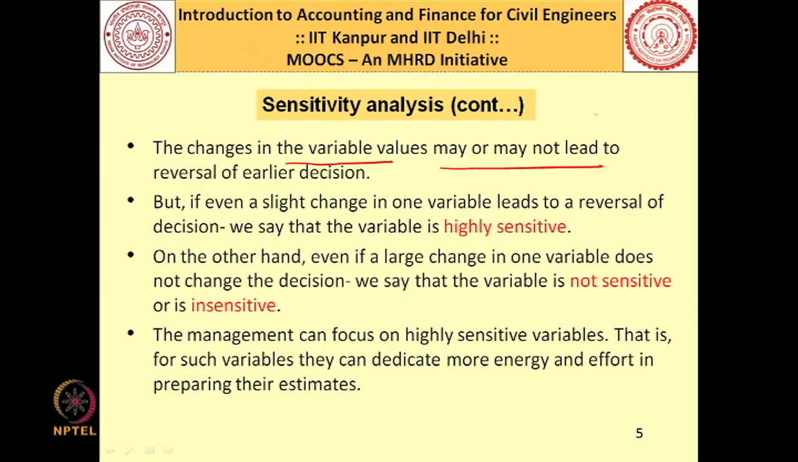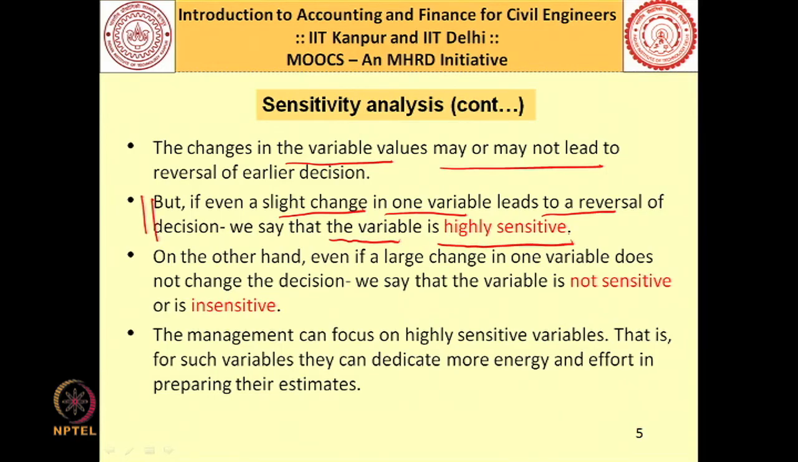So, it may so happen that NPW earlier also is positive, and now also with the change it is positive. So, you do not find there is a reversal of decision, but in some cases you might find that your decision may get changed. In some cases you find that even if there is a slight change, maybe a 5% or 10% change in your original value in one variable, it might lead to a reversal of decision. So, for such variables we say that they are highly sensitive variables.